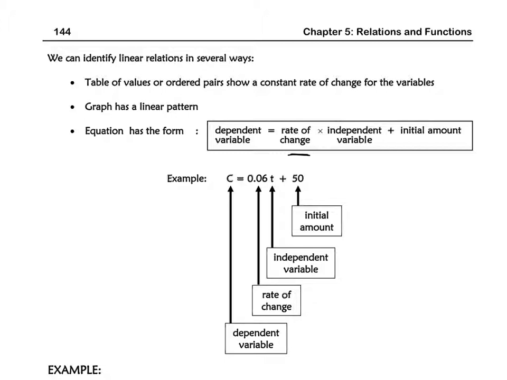And what we mean by the initial amount is the value of your dependent variable when your independent variable is 0. So in this case, if time is 0, the cost would equal 0.06 times 0 plus 50. So the cost would be 50. So that would be your initial cost, or the cost before any units of time, if it's hours or minutes, accumulate. Okay?